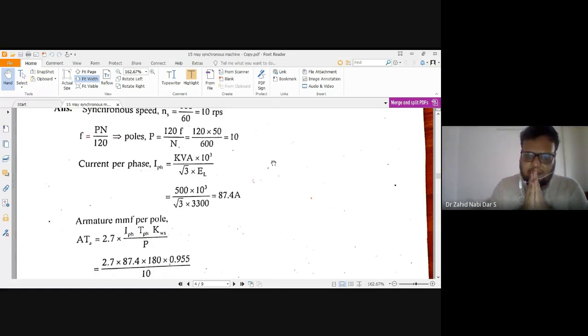So either you are doing it in delta or in star, because one quantity is going to get divided by root 3. So that quantity divides 3. So 3 is essentially root 3 into root 3. So down one root 3 will come. So this cancels the upper root 3. So you get the root 3 value. So here also same thing.